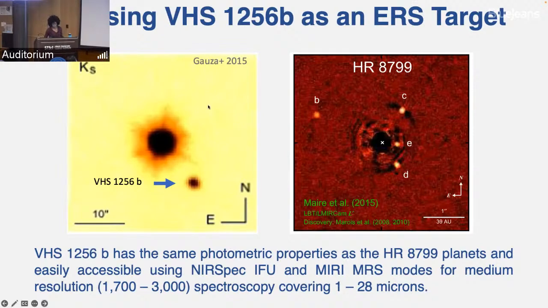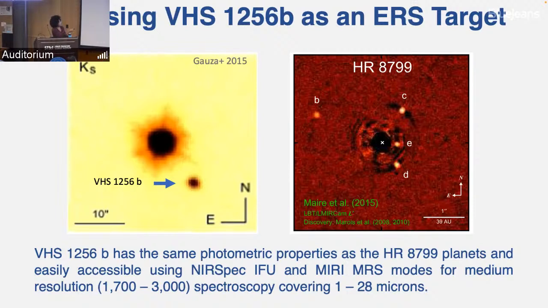And so we chose VHS 1256b, which is here on the left. It's a brown dwarf companion, and it's not resolved here because this is a discovery paper, but this is an M dwarf binary system, and here's the object here. And VHS 1256b has the same near-infrared colors as some of the HR 8799 planets here.